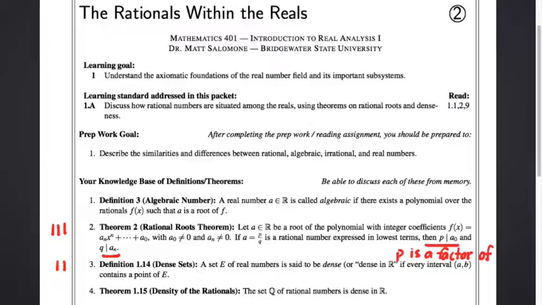Your questions were about the rational roots theorem. What does it actually look like in practice? What does it really mean? And then thinking a little bit more about what is density and what are the ramifications of density.